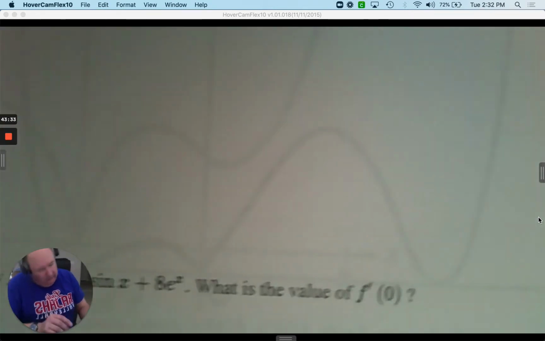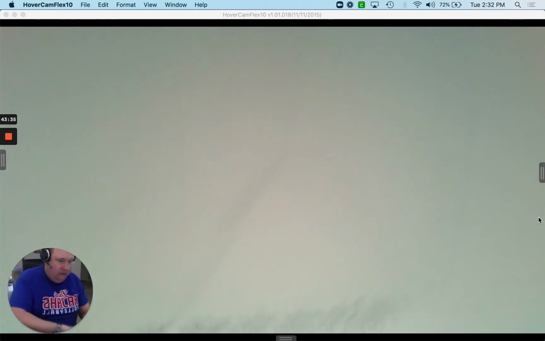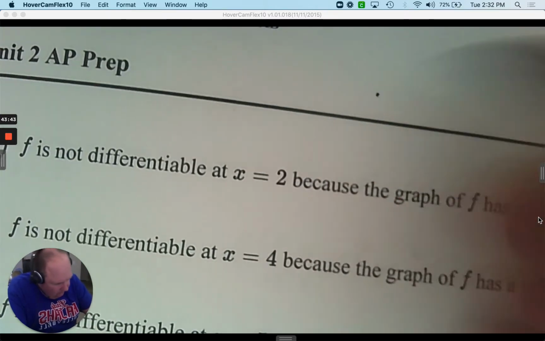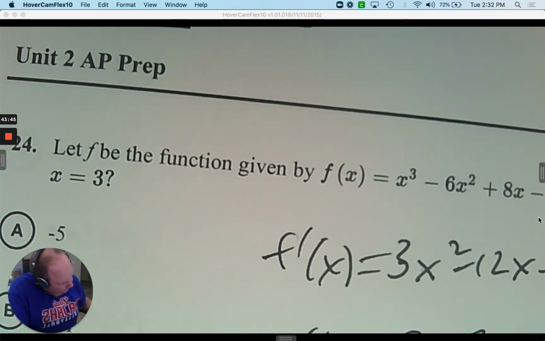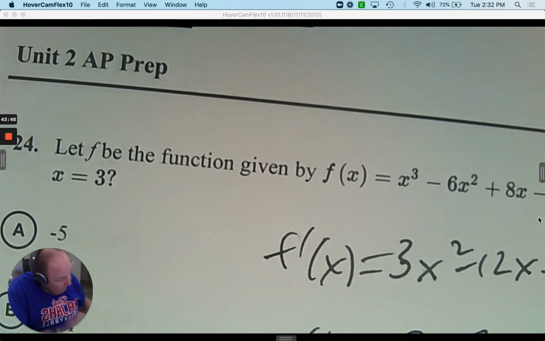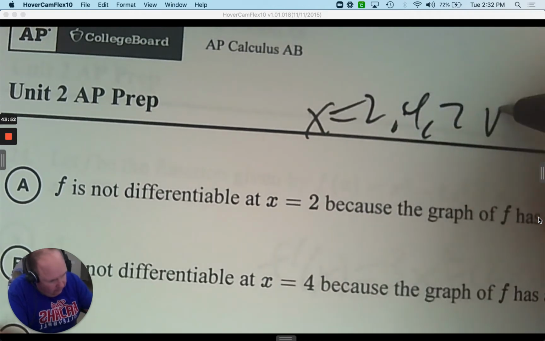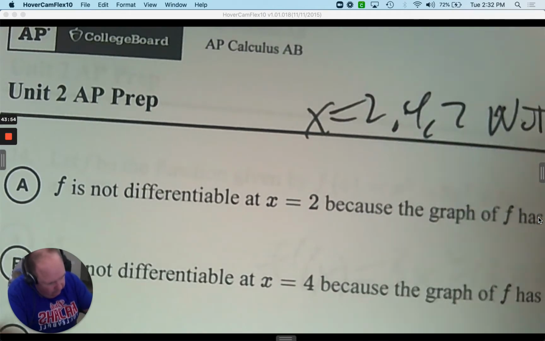Which of the following is false? Make sure I get it. Not true. Here we go. F is, so 0. Sure again. 2, 4, and 7. Not differentiable. Just telling myself that.